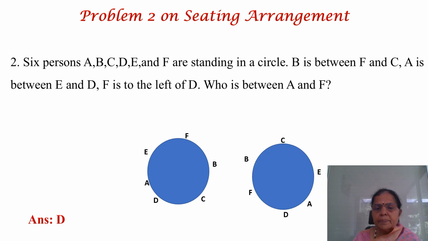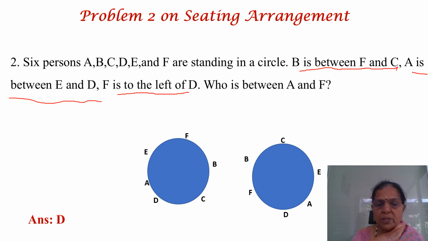See the second problem on seating arrangement. 6 persons A, B, C, D, E, F are standing in a circle. B is between F and C, A is between E and D, F is to the left of D. Who is between A and F? Again, in this problem also 3 statements are given. 3 pieces of information are given. What is that? The first one is B is between F and C. And the second one is A is between E and D. And the third one is F is to the left of D. And the question asked is who is between A and F.